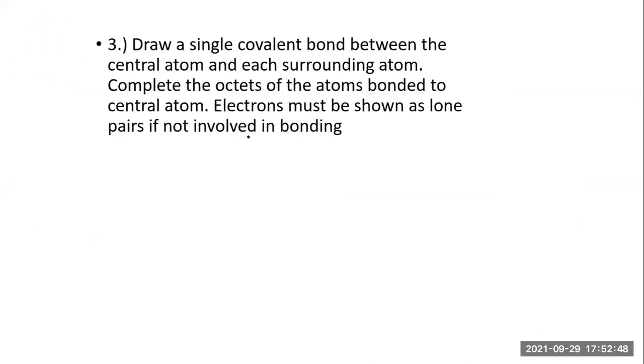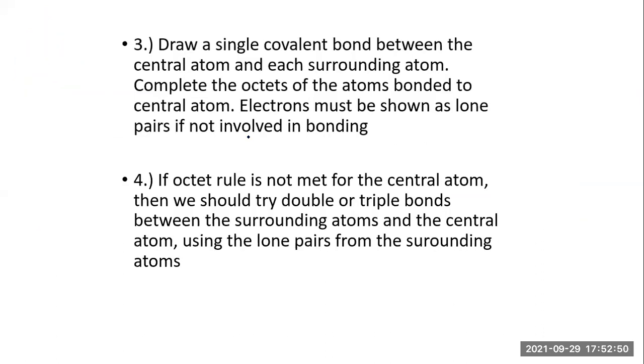Once you have the logical arrangement of how things are attached, the next thing you want to do is make a bond. We're going to make a single bond. I personally use a line to represent single bonds. You could use dots if you wanted to, but most people will probably use lines. We're going to do one line from the center atom to each of the outside atoms. Once we do that, that will use up a certain number of our total electrons.